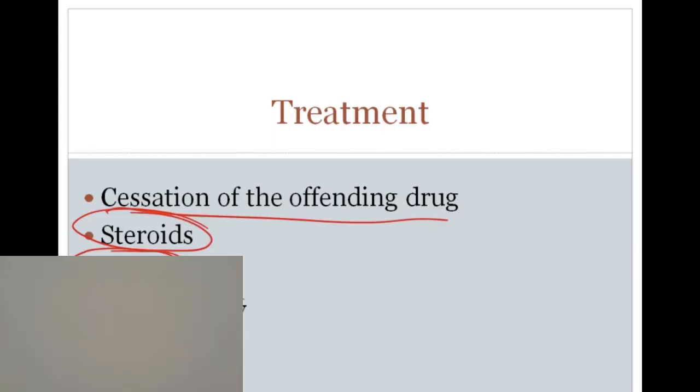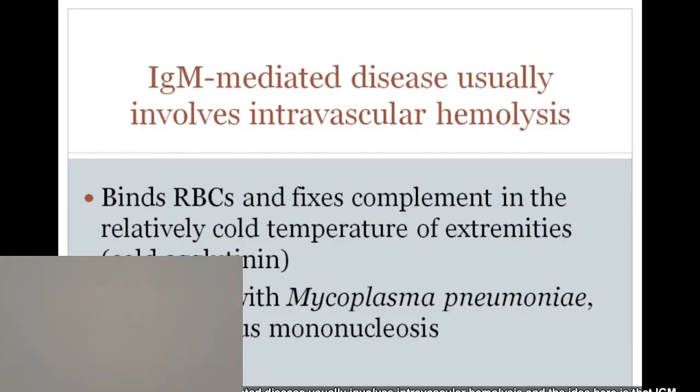Then splenectomy could be performed because there would be two benefits. Number one, it removes the source of antibody. Number two, it removes the source of destruction because it's predominantly the spleen that's eating those antibody-bound red blood cells. So that's a little bit about treatment. Of course, splenectomy is the last resort.